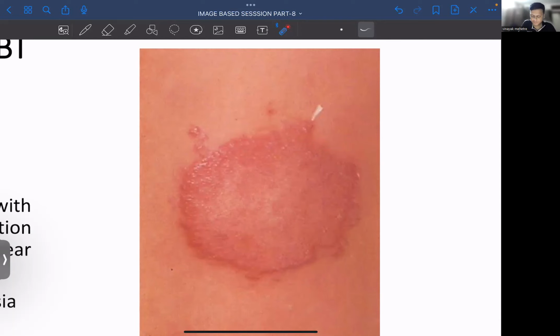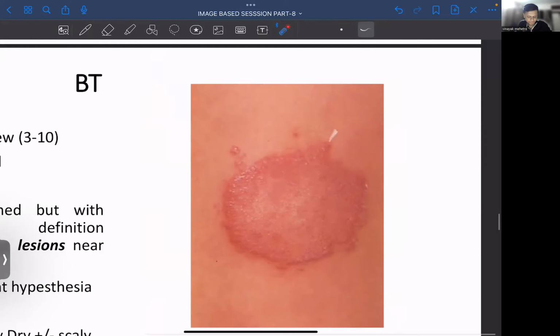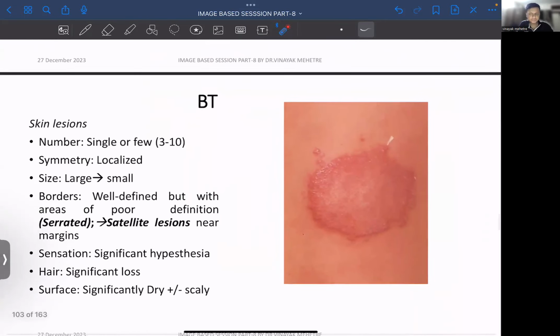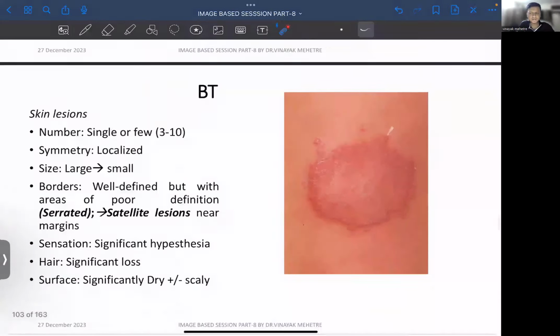Earth surrounded by satellites. Earth surrounded by satellite. This is seen in BT. Okay. Okay, आगे समझ में?